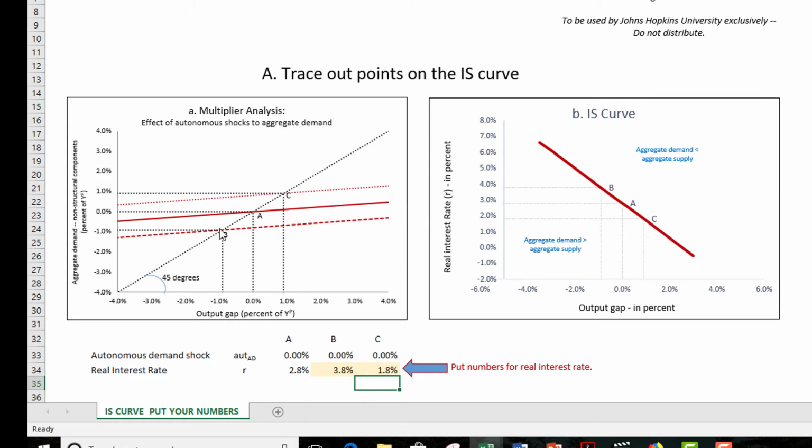So these points A, B, and C, we can actually trace out a whole family of these points, an infinite number of these points, and they would lie upon this line here, and this line tells us the equilibrium combination of output and interest rates. Another way of thinking about this is that along this line, output, or aggregate supply, Y, is equal to aggregate demand, or the aggregate expenditures, including planned investment, no unplanned investment.